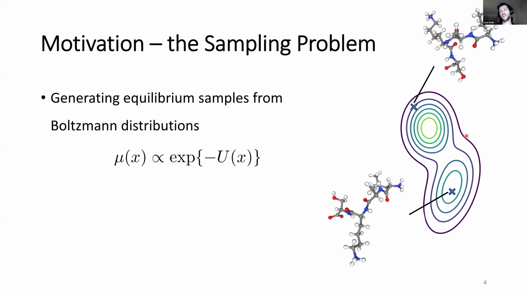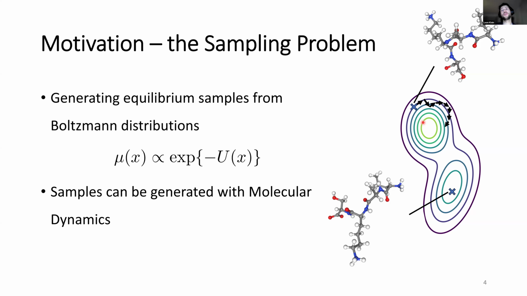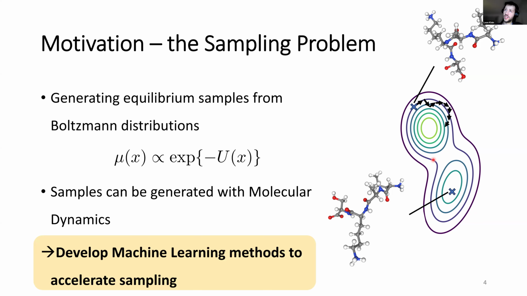On the right, I have an example distribution where I showed two different states of the same molecule. We can generate samples from this distribution with molecular dynamics simulations by doing these tiny steps traversing the energy surface. However, the problem is that these samples will be highly correlated, and especially if there are high energy barriers, these might be difficult to cross, so this iterative process may take a long time. The idea is to develop machine learning methods to accelerate this sampling.